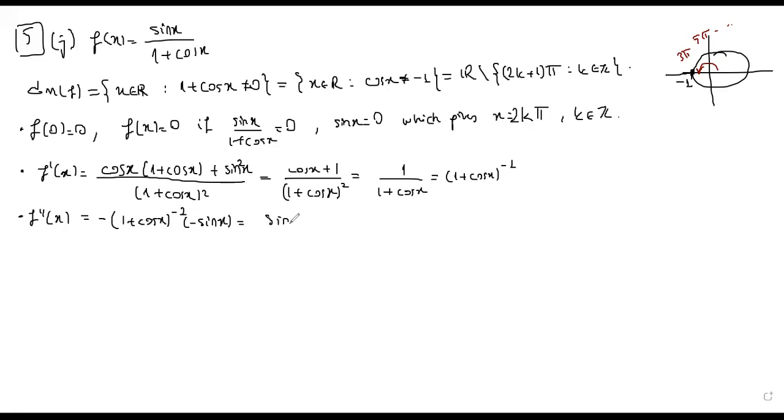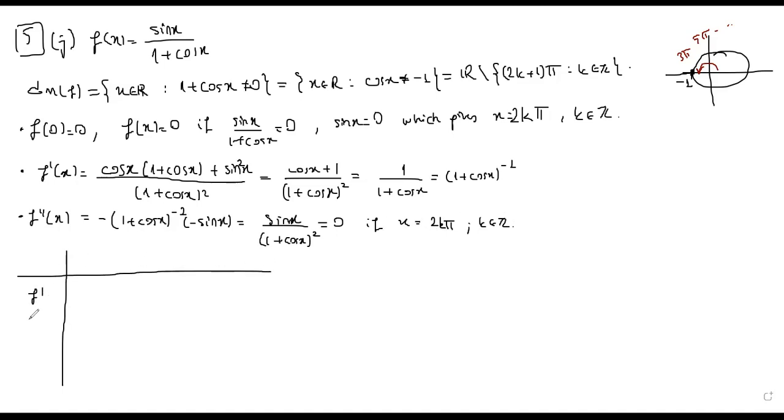So what do we have? We have sine x over 1 plus cosine x squared. And this is 0 only if x's are 2k pi, right, where k is in the integers. So these are inflection points of the function. Now let's make the table.